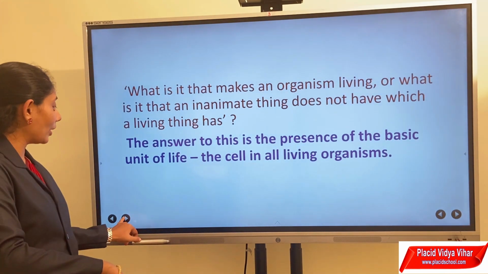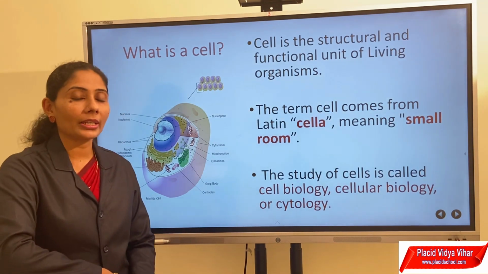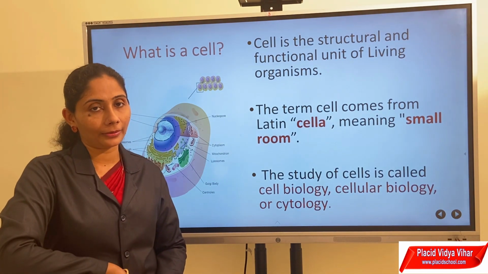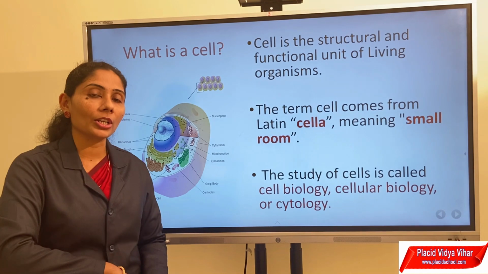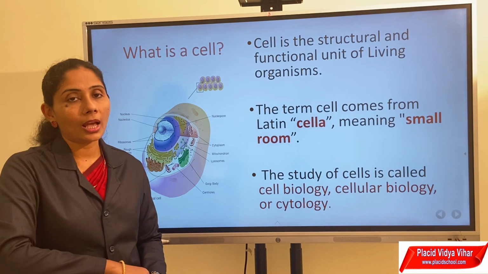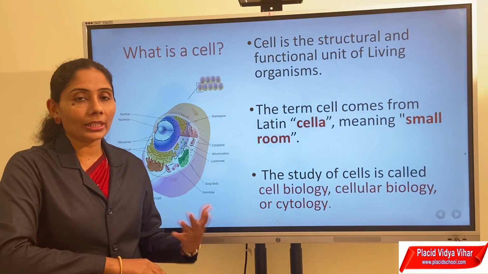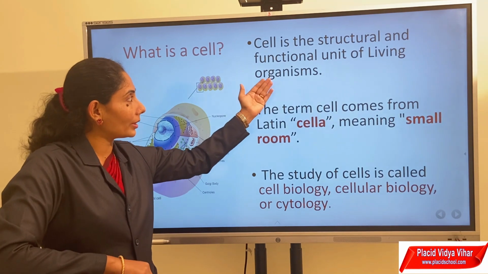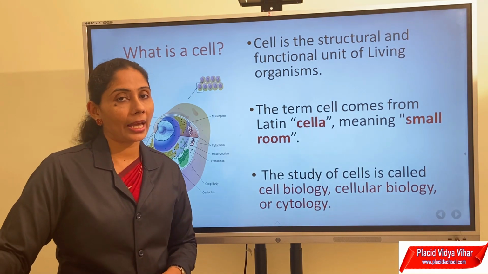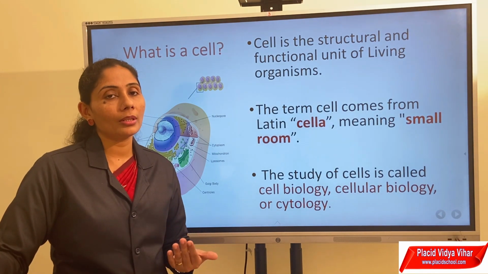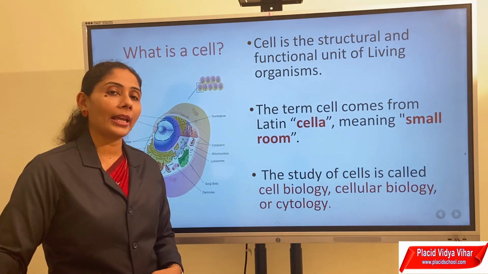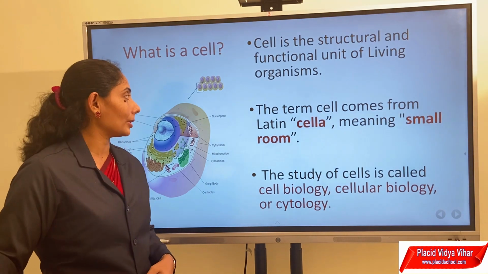Okay, moving on, let us define what is a cell. Cell is a structural and functional unit of life. Now, what do you mean by structural and functional unit of life? Structural unit of life means we know all living organisms are made up of cells. All the living organisms, their building block, or what they are made up of, is the cell. And all the functions that an organism carries out actually happen within its constituent cells. So that is what is meant by cell being the structural and functional unit of living organisms.